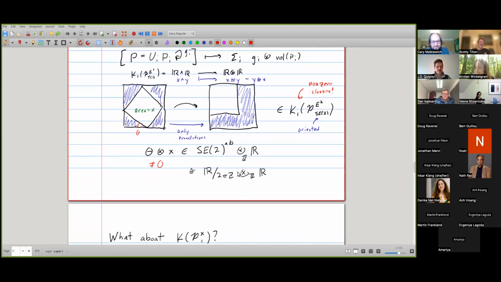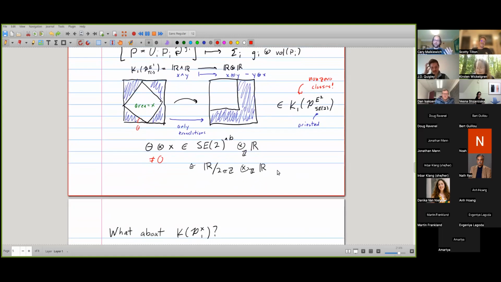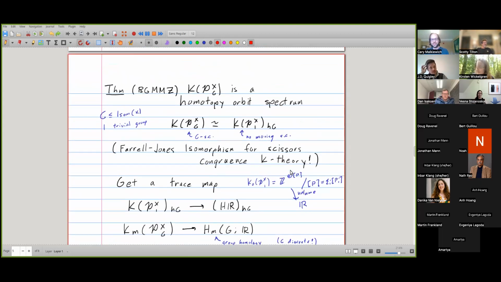Okay, so that's fun, but this result, I guess I should scroll up to the earlier result. We proved that the scissors congruence K-theory spectrum is a homotopy orbit spectrum, but that raises a really obvious question: okay, great, what is it homotopy orbits of? What is the homotopy type of this thing? Because if you understand that, then you've basically solved the problem. You take the homotopy orbits, and boom, we know what scissors congruence K-theory is. So that's the big overarching goal here.